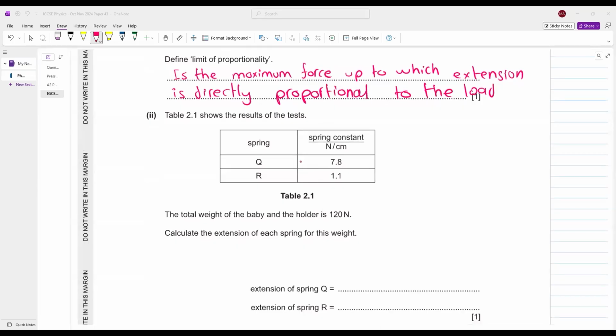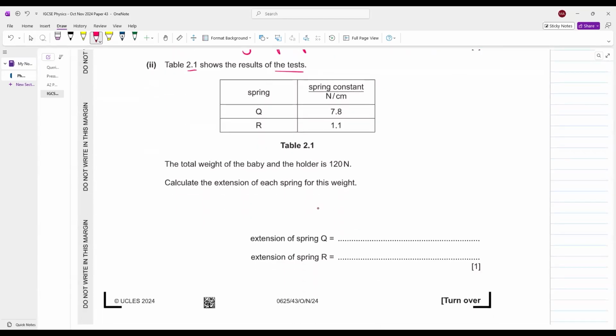Let's further move ahead. Table 2.1 shows the results of the test. The total weight of the baby and the holder is 120 Newton. Achha ji, total weight of the baby and the holder is 120 Newton. Calculate the extension of each spring for this weight. You have to calculate the extension for each spring.